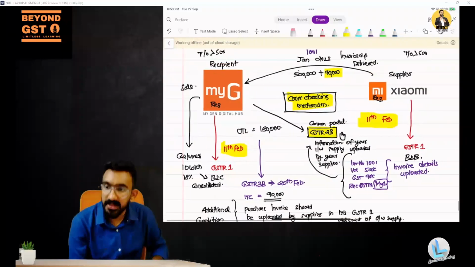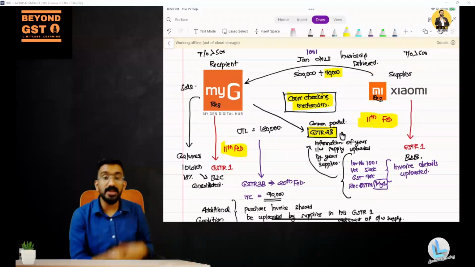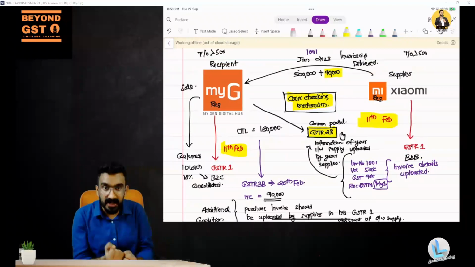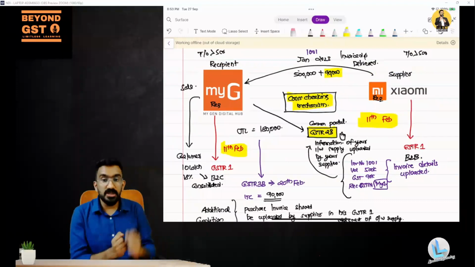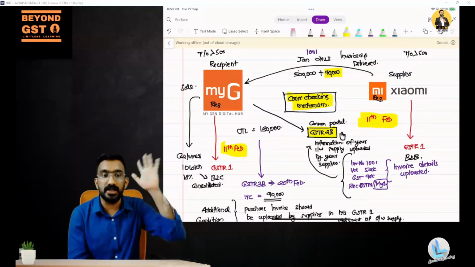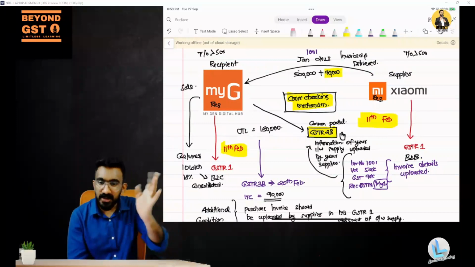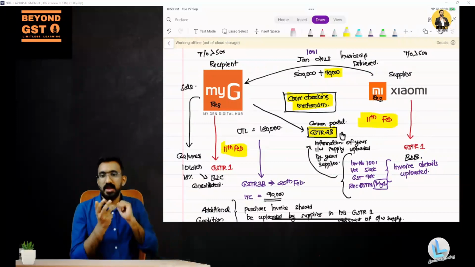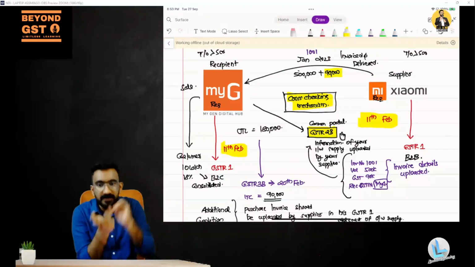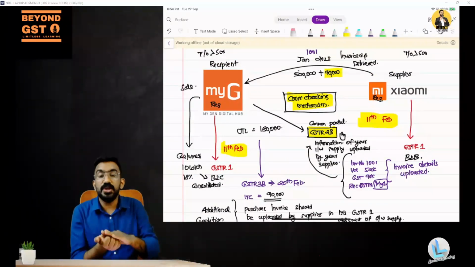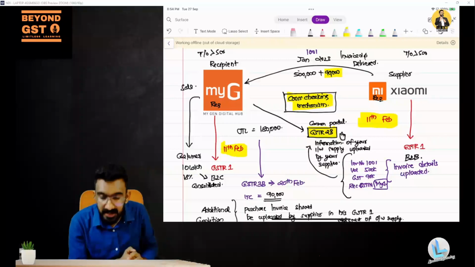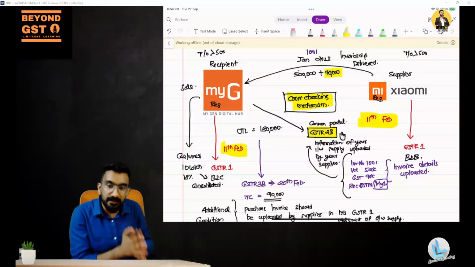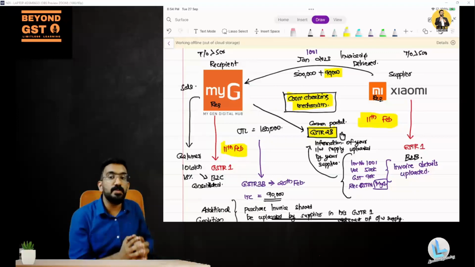Yes, government can identify. Now, what is government going to do now? They're going to use data technology. They're going to tell MyG that you don't take whatever credit you like. You can't take whatever credit you like. You might have invoice. You might have received the goods. You might have paid the taxes. You might be showing this in your 3B, but you can take credit only for the amount that is uploaded by Xiaomi in their GSTR1.